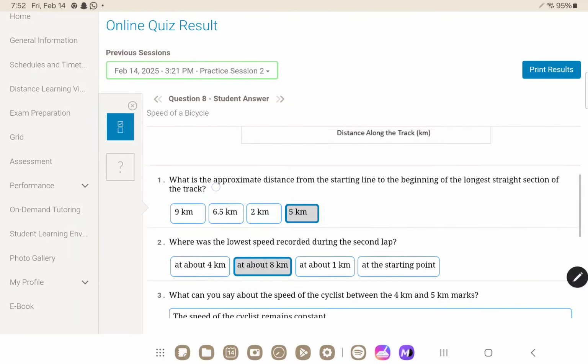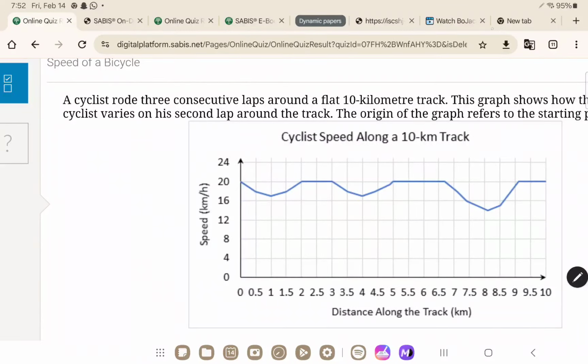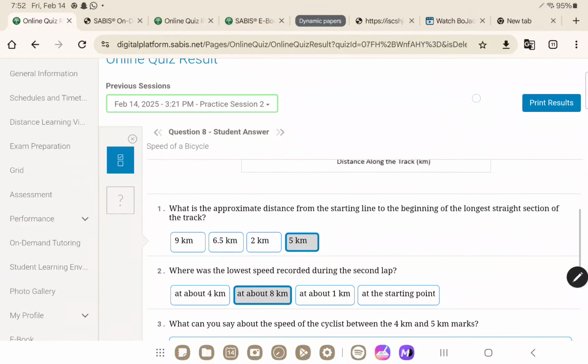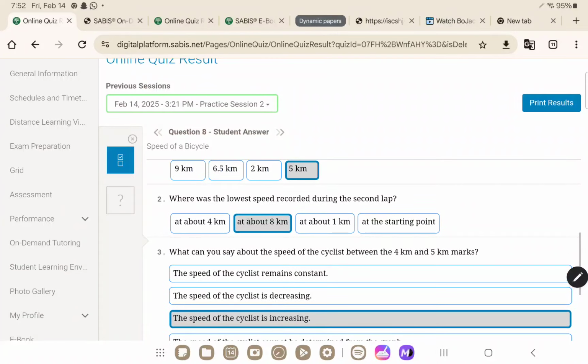What's the lowest speed recorded during the second lap? So now you need to look at the lowest speed. You need to draw a line by it, and it's somewhere around here. Wait. Yeah, they're asking us at how many kilometers. It's somewhere here, so it's closer to 8. So it's around 8 kilometers. At about 8 kilometers, as you can see.